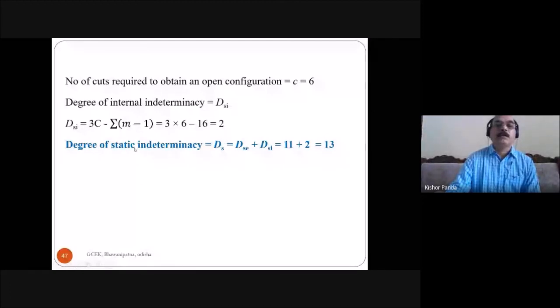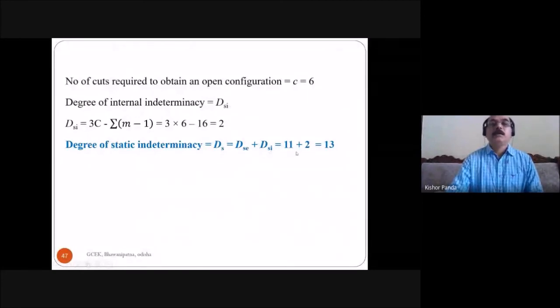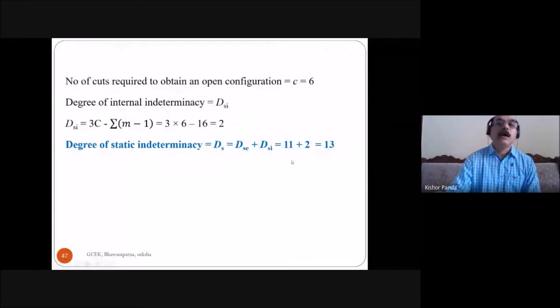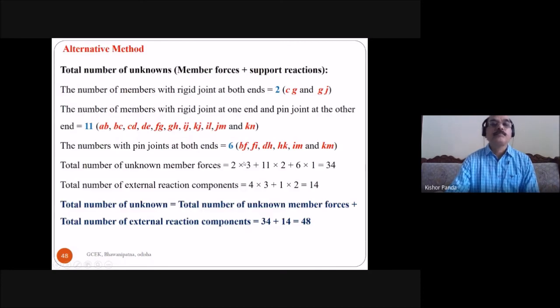Then find out the degree of static indeterminacy: DS is equal to DSE plus DSI, 11 plus 2 is equal to 13. Now you are clear how to find the degree of static indeterminacy for a hybrid structure. Also, there is an alternative method you can use.